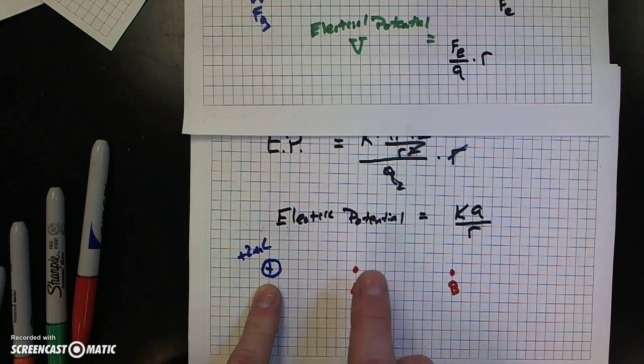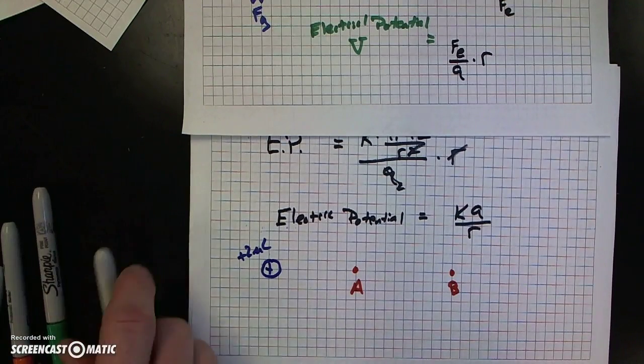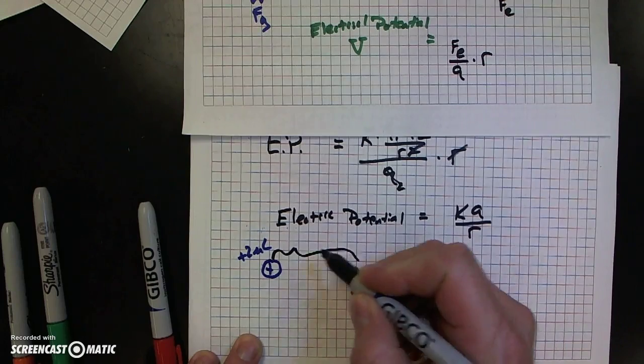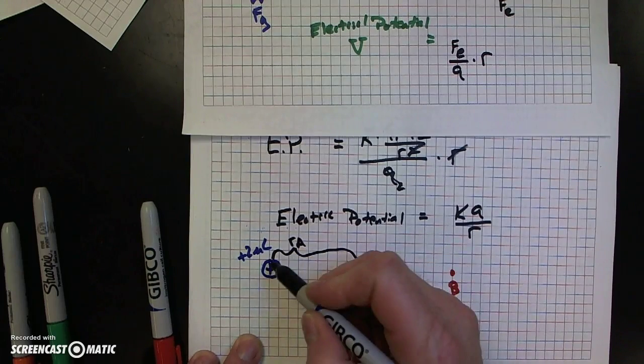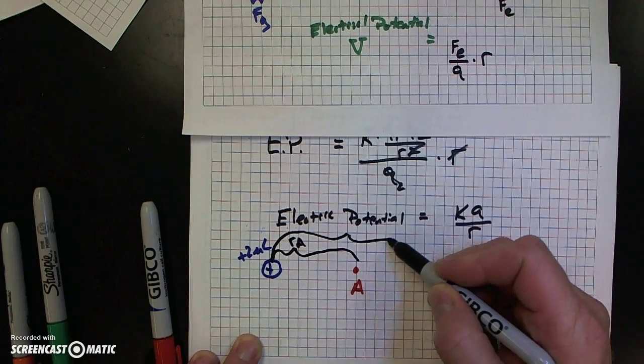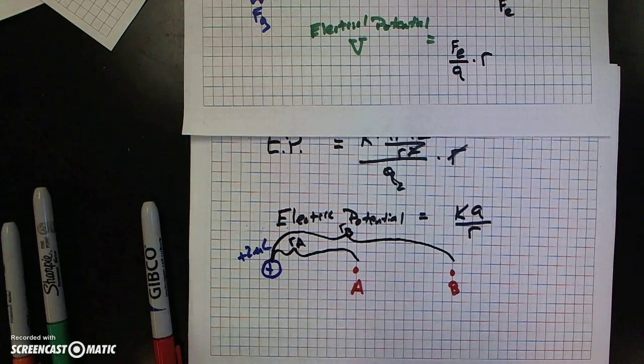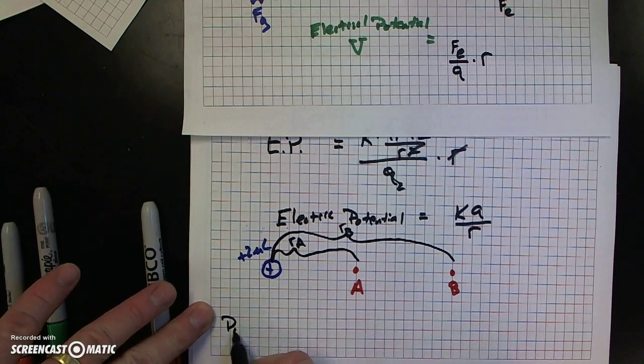So we have a position here, a distance away from this positive charge. I'm going to go ahead and quantify that. I'm going to call that R sub A. And then I'm going to go from here all the way out to here, and guess what I'm going to call this? I'm going to call it R sub B. So notice that R sub A is smaller than R sub B. So what I want to do is calculate the potential difference.